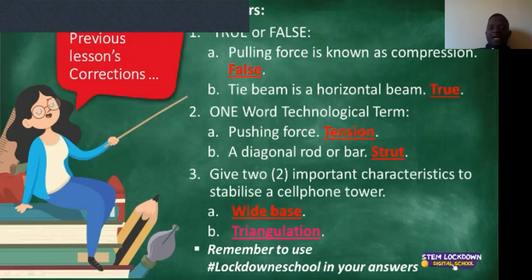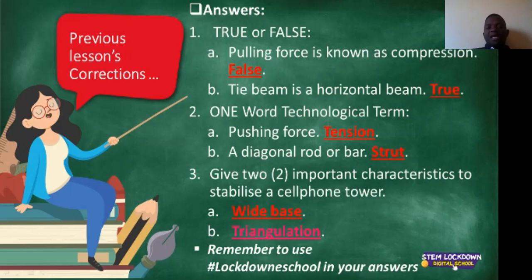Let us go to number 3. We are asking you to give 2 important characteristics that we need to be mindful of when we want to stabilize our cell phone towers. All right, the first thing, ladies and gentlemen, is when we have to focus on the base. The base of your cell phone tower needs to be wide, meaning that you achieve triangulation. The shape of your cell phone tower is a triangular shape because triangles are actually one of the strongest shapes in terms of stability. That is number 1.